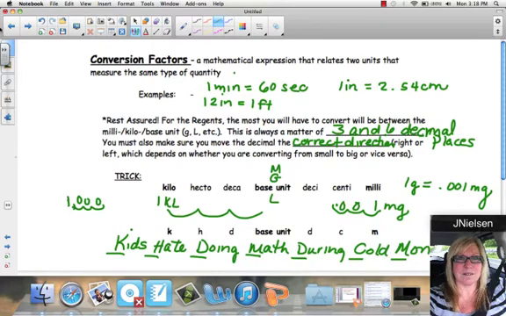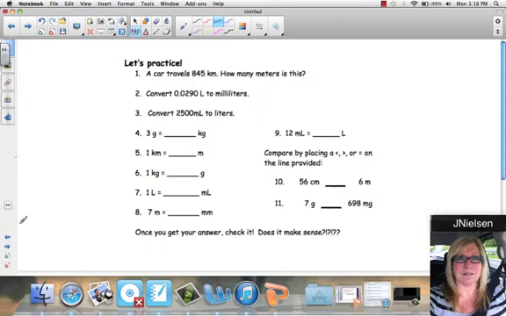Okay, let's try to do a couple practice problems here. A car travels 845 kilometers. How many meters is this? Well, I'm just going to use my little slide scale to do some of these. So I've got kilo, hecto, deca. This is my base unit. And then I've got deci, centi, and milli. All I did was write it down here. You don't have to do it because you're looking at your whole paper.